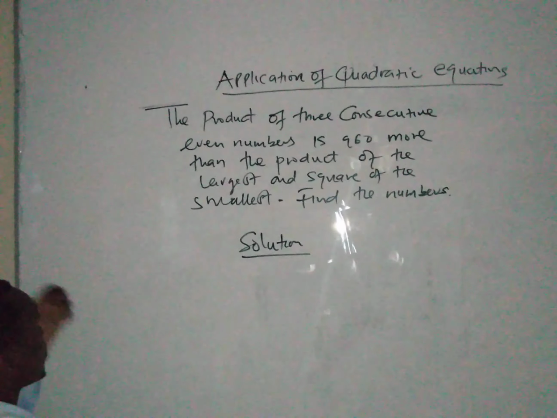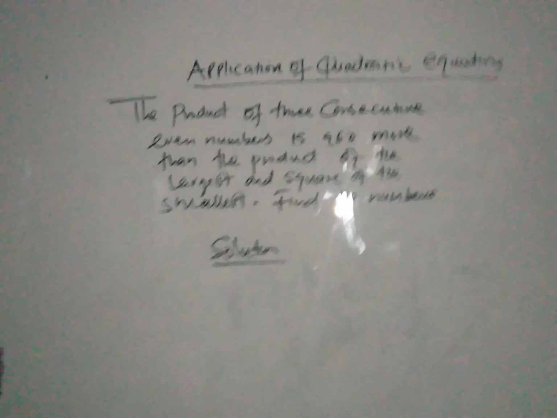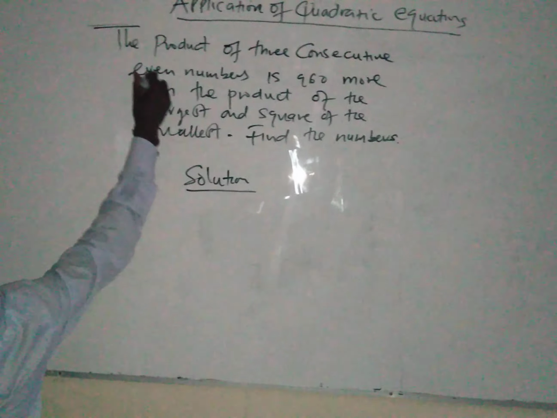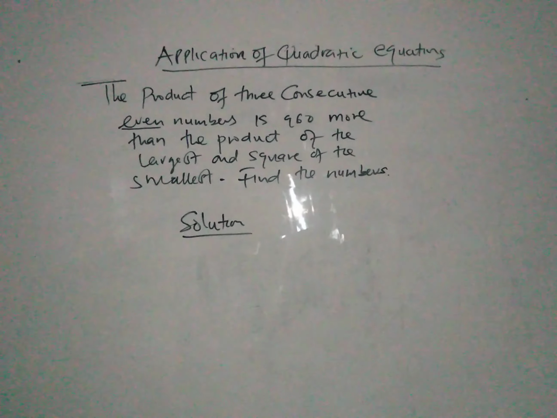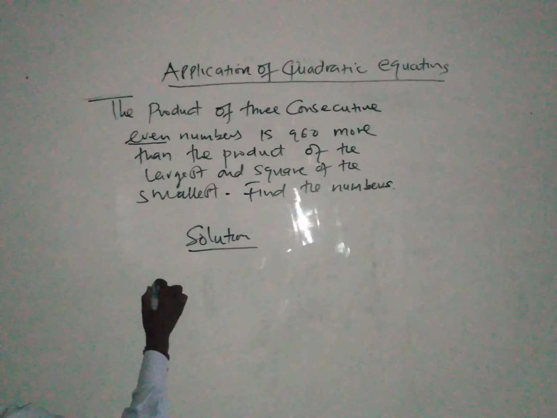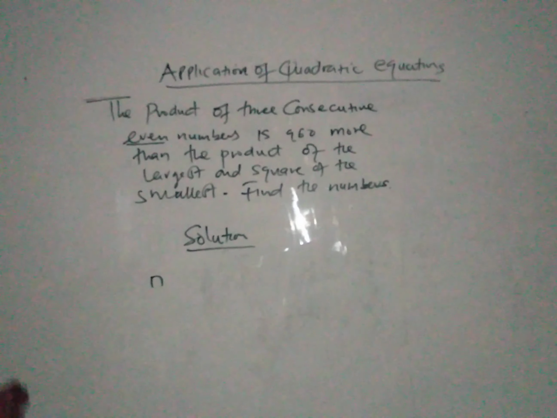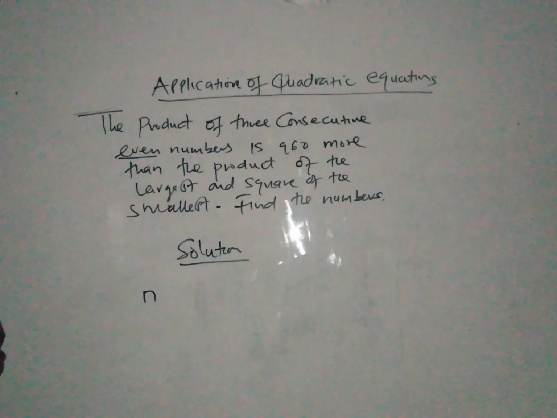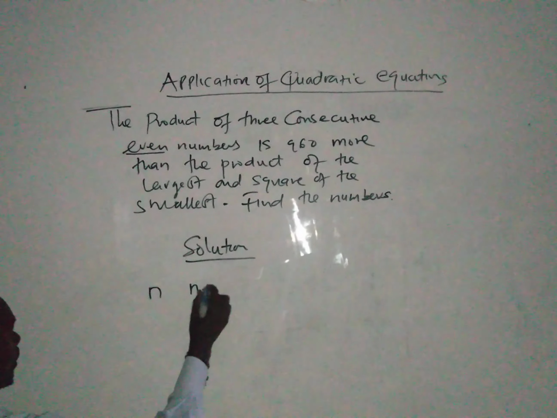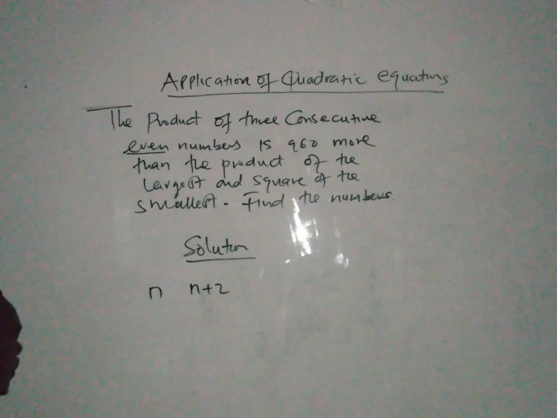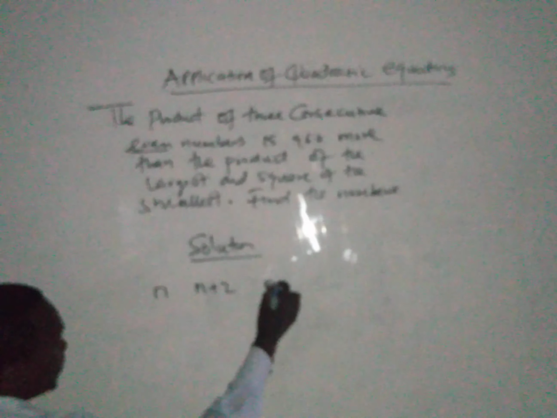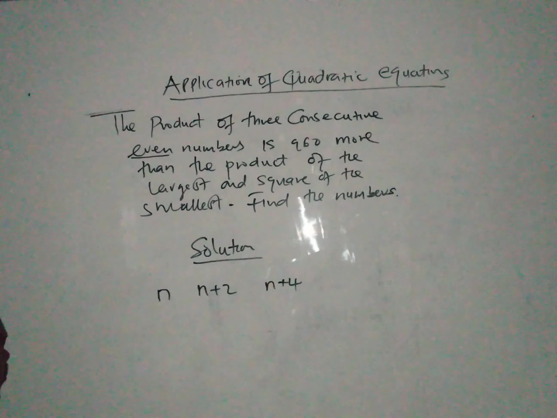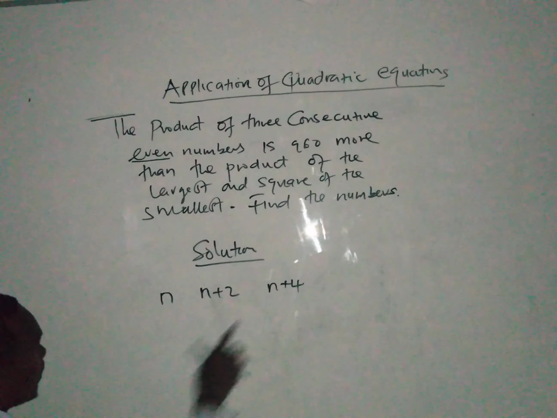Now, we know that if numbers are consecutive, they follow each other. There is another piece of information here. We are told that the numbers are even. So if we were to let the first number be n, the next number after n, which is even, is n plus 2. The third number, which is even, that comes after n plus 2, is n plus 4. Okay? So there's a first, second, and third number.